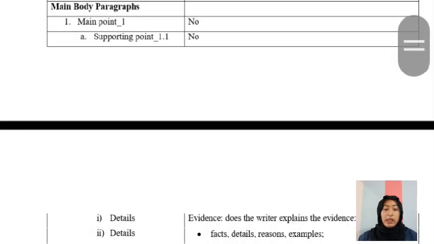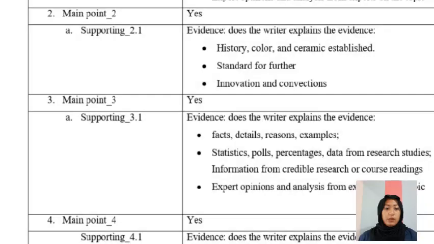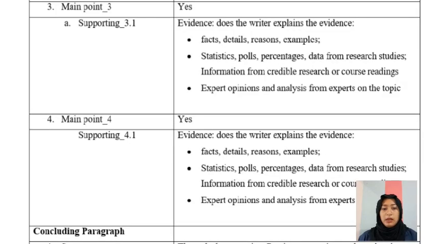Okay, move to the main body. There is no main point in here. The first main point is nothing. The supporting point is nothing. The detail is advanced as the writer explains with facts, reasons, details, examples, and statistics, polls, presented data from research studies, information from credible research, and of course expert opinion and analysis on the topic. Main points 2, 3, and 4 are the same as number 1.